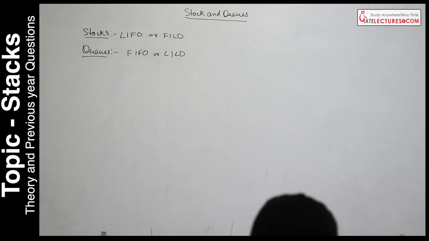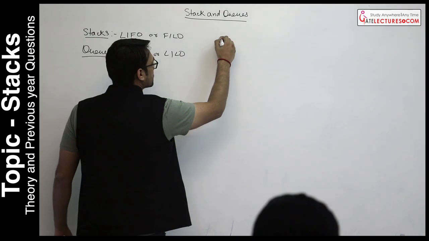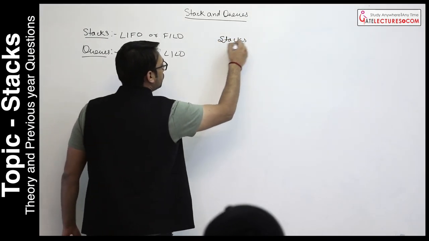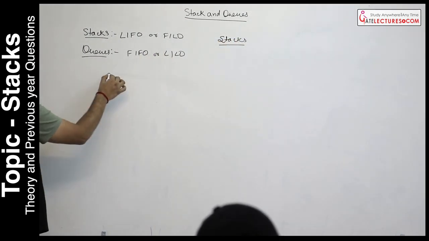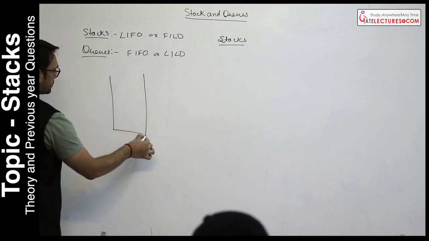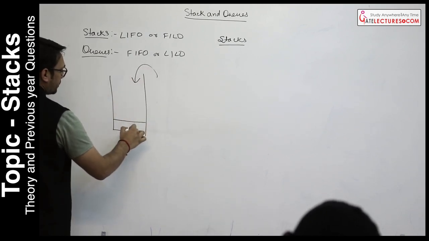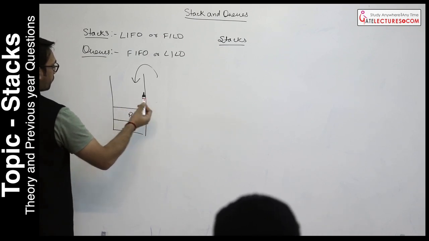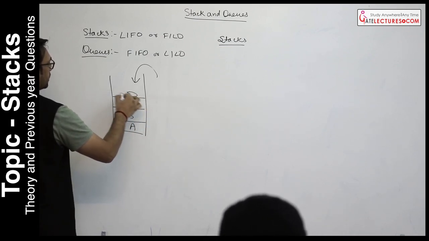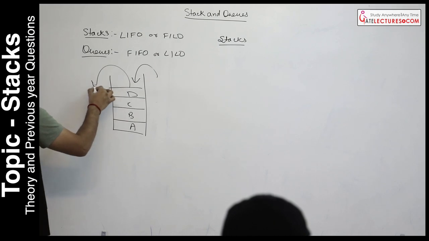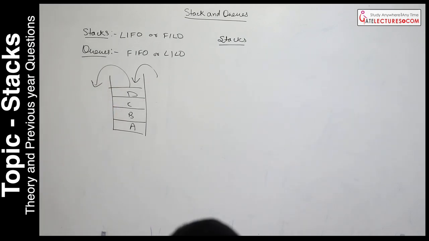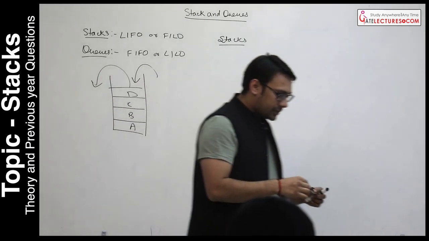Fine. So initially we'll be discussing stacks. We already know how it looks: if you put an element here, for example A, then B can come over A, then C, then D, and then if you take out, D will come out. Fine.